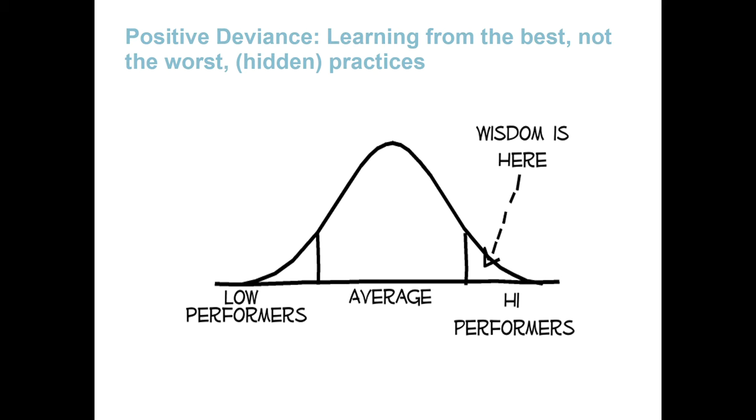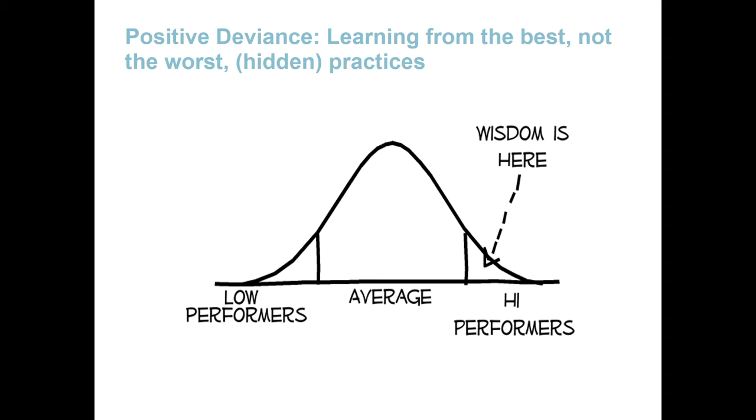So positive deviance is an approach in utilization where we try to learn from the best, not the worst, hidden practices. So in any workforce, mostly performance is fairly normally distributed. So we have a typical bell curve. Most people are pretty average and they perform similarly. Of course, you have low performers, people that work differently and worse than everybody else. But you also usually, or statistically guaranteed, will have high performers, people that perform better than everybody else under equal circumstances by doing things differently.